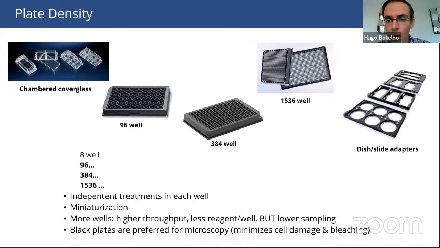Of course, smaller wells also mean lower reagent usage. This is beneficial. You can also use a collection of microscopy dishes or chambered cover glasses, which can be divided into one, four, or eight different chambers, so for lower throughput experiments you can have up to 8 different treatments in one microscopy cover glass.